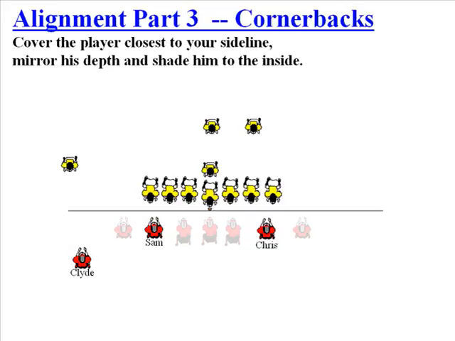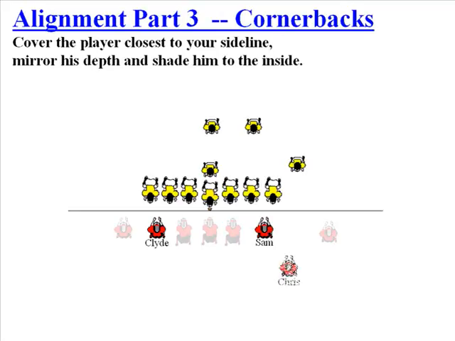All right? Okay, let's do this scenario. Look at this formation. The offense comes to the line. Sam yells, Roger, Roger, takes this tight end. Let's go to the left side. Where does Clyde go? Point to where Clyde would go. That's right. He would be in a 7 tech. Where would Chris go? Chris is going to take the wing back, shade him to the inside, mirroring his depth off of the line of scrimmage.